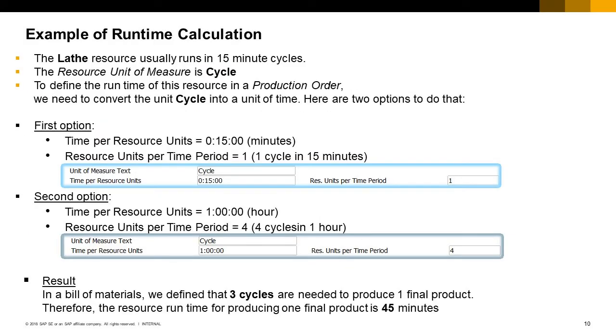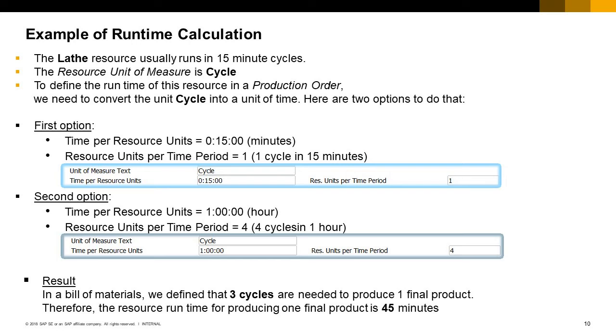Let us examine this scenario. The machine resource usually runs in 15-minute cycles. The unit of measure text for this resource is cycle. The capacity of the resource is measured in cycles and the quantities in the bill of materials are also in cycles. At OC Wood Trend, in the bill of materials of a wooden door, they need 3 cycles of the lathe machine to produce 1 door.